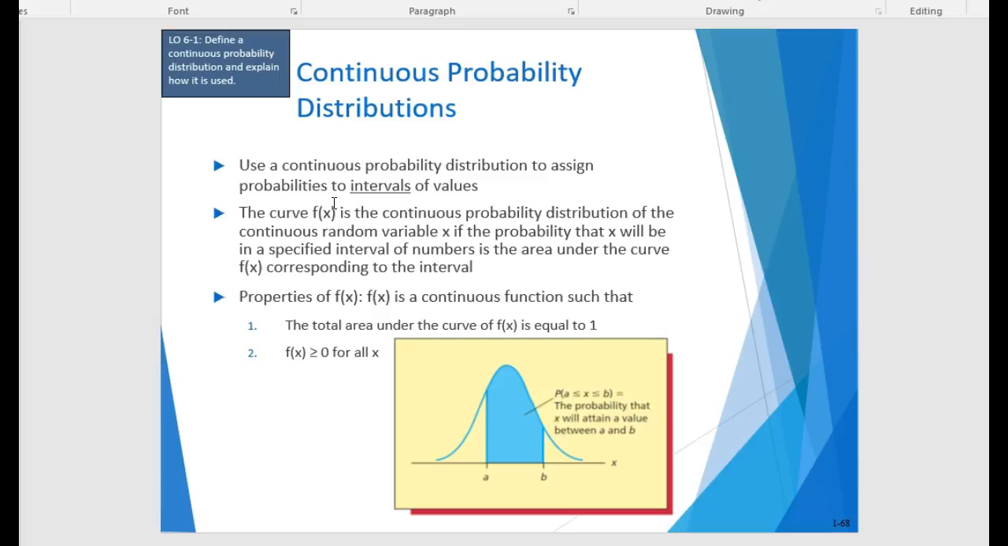Continuous probability distributions. Use a continuous probability distribution to assign probabilities to intervals of values. As you can see pictured here, we have a curve, and the main point of understanding continuous probability distributions is that we establish a function, and for that function, the total area underneath that curve is equal to 1. This aligns with our general concepts of probability, right? With discrete, the sum of all probabilities of the sample space is always going to add to 1. With continuous, the area under the curve is going to add to 1.